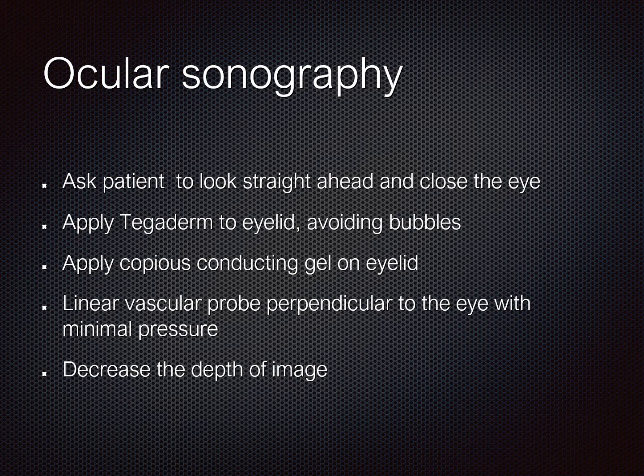This is one of those studies where you almost don't even want to be making contact with the eye. You want so much gel between the probe and the eye that it's almost floating. The linear probe is the probe that you're using because it's a very superficial structure, and you're going to need very little depth to see the whole eye.